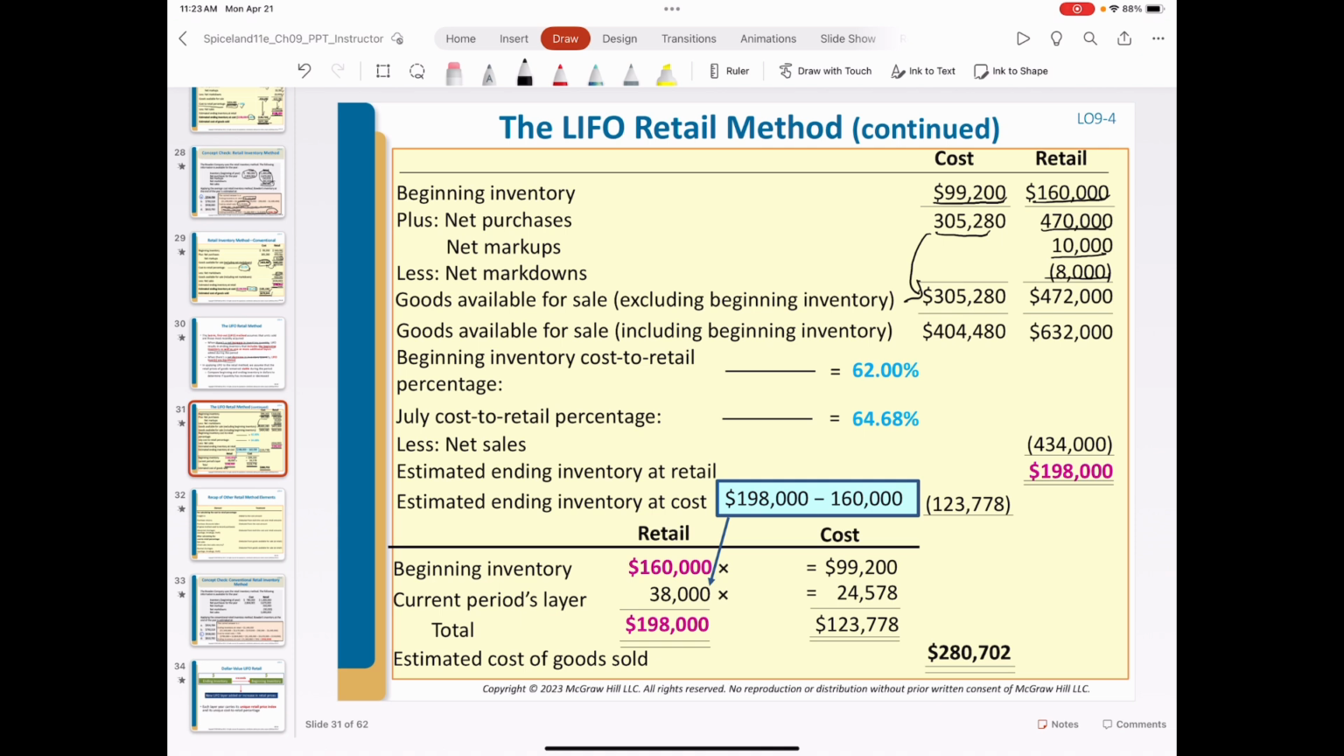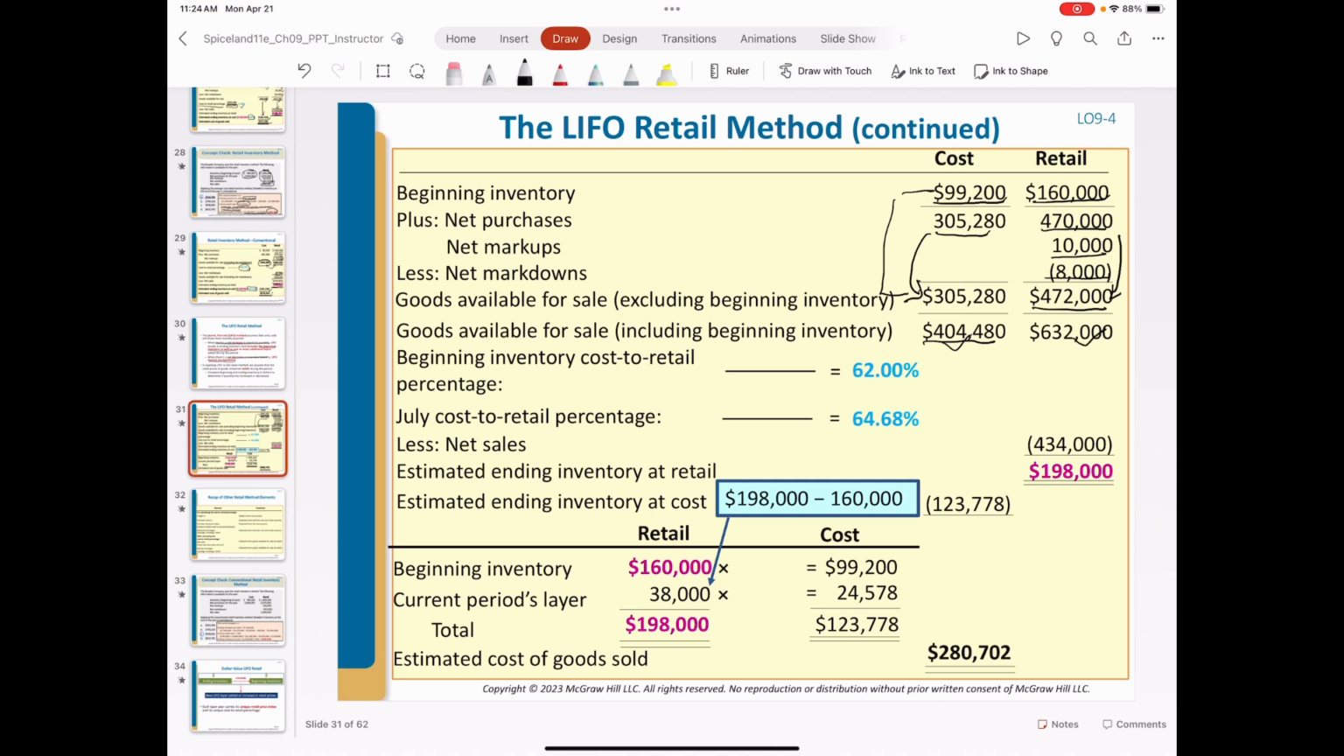Since it is LIFO, last in, first out, the markup and markdown only apply to the purchased inventory, not older inventory. Goods available for sale excluding beginning inventory at retail value is $472,000. And the sum of these two is goods available for sale including beginning inventory, at cost value, and this is retail value.